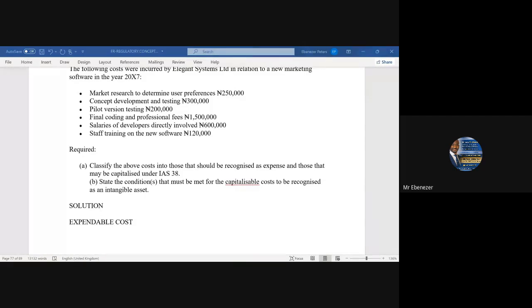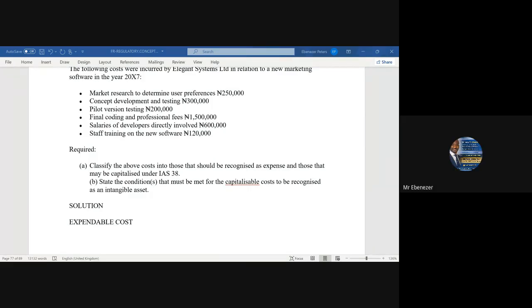Okay. The next one. Is it to be capitalized or expensed? Why? Because it is the cost of the final stage, right? Yes, sir. Thank you. The next one, is it to be capitalized or expensed? Capitalized. Give me the answer. Capitalize it. Salaries of developers, right? It's capitalized. Okay. It's capitalized.